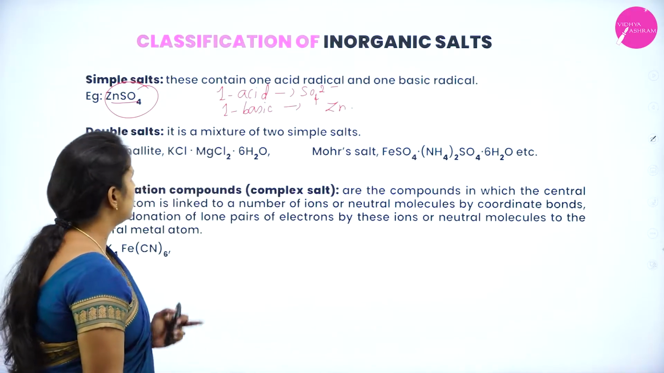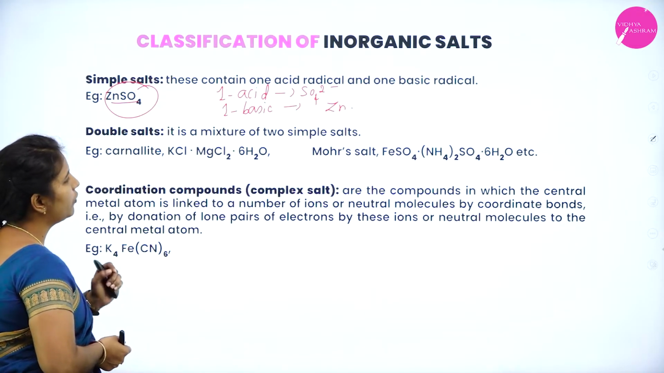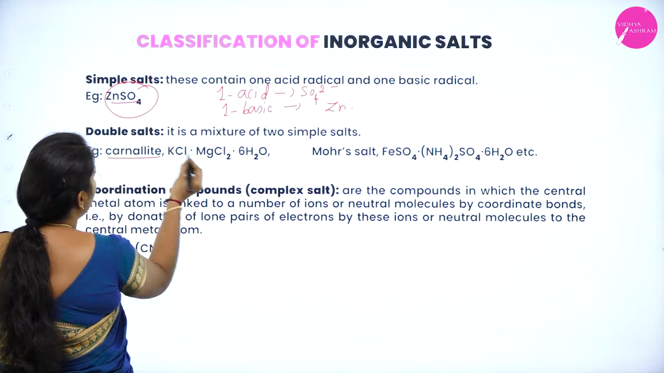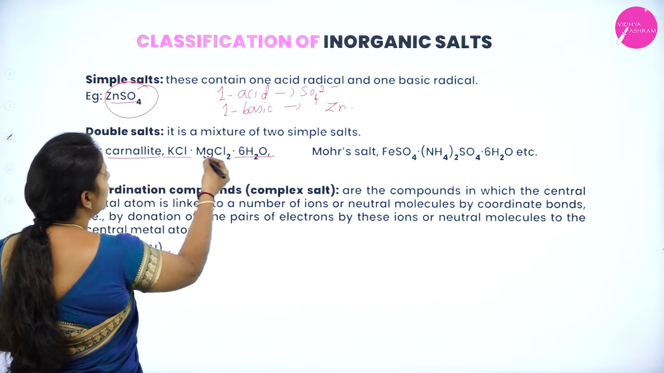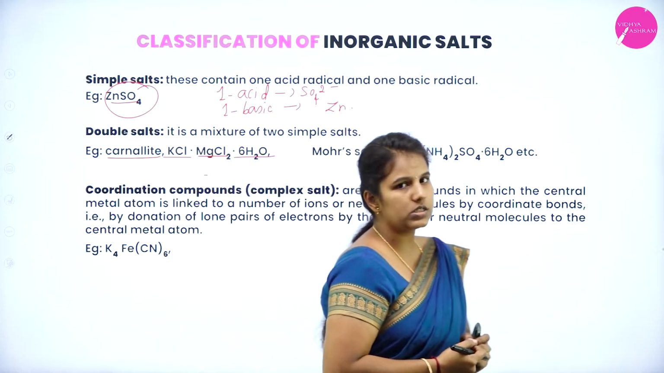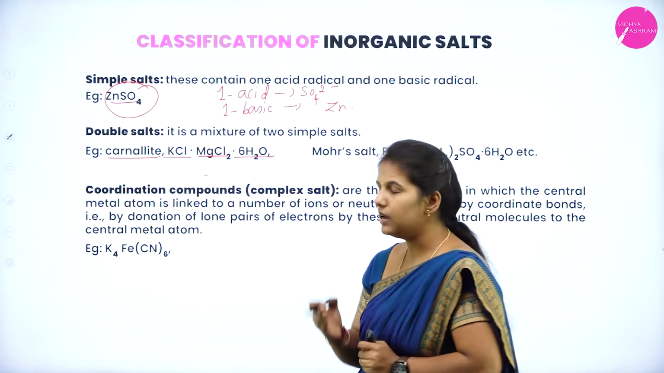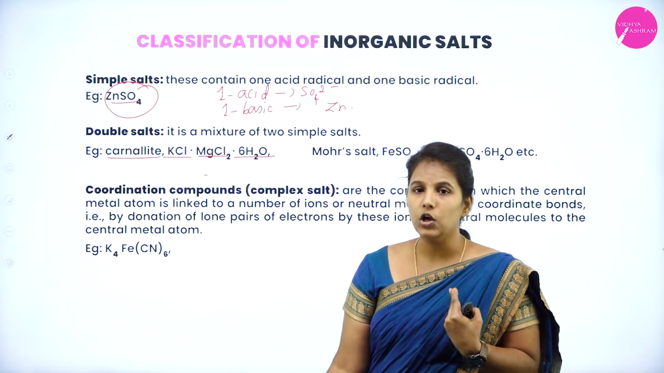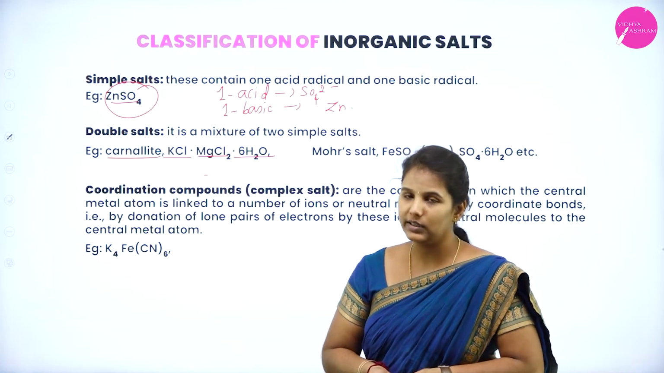Next, a double salt usually consists of a mixture of 2 simple salts. For example, carnallite has KCl, magnesium chloride with 6 water molecules. In this compound, which is a mixture of 2 simple salts, chloride is the acid radical, and potassium and magnesium are the basic radicals, from two different salts present together, forming a double salt.